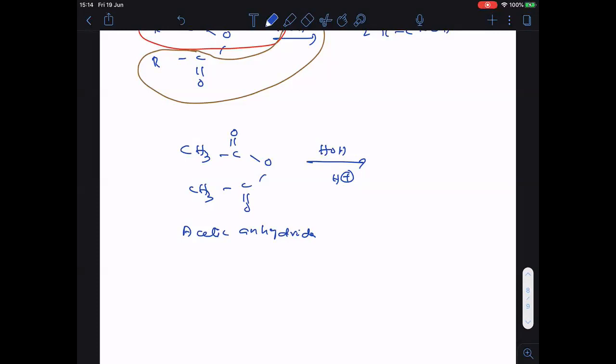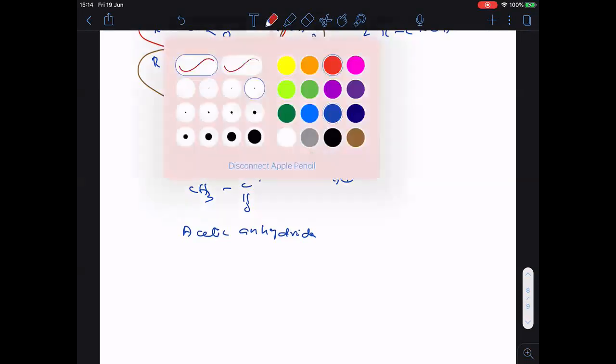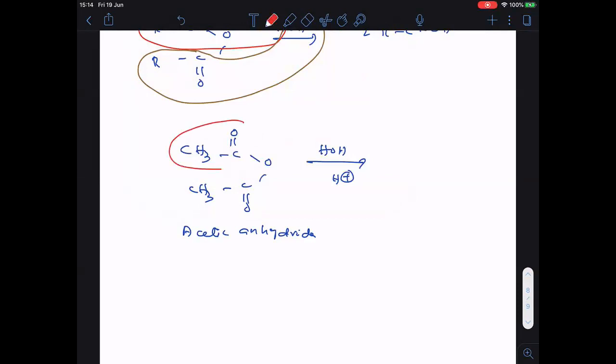I think you people are doing this one. Okay, so what might be the answer here? This is one acid, acetic acid. The second molecule is also the same thing. So 2 moles of acetic acid you will get.